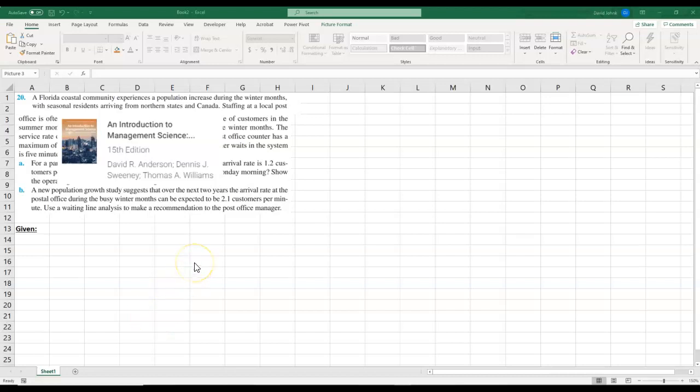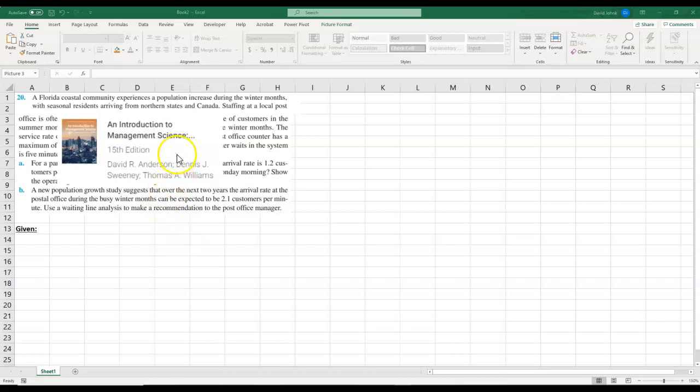Okay, I had a student wonder how to do a problem on queuing theory where you have multiple servers and you have a constant service time and a constant arrival time.